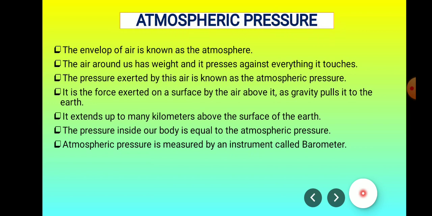Atmospheric pressure. The envelope of air is known as the atmosphere. The air around us has weight and it presses against everything it touches. The pressure exerted by this air is known as the atmospheric pressure. It is the force exerted on a surface by the air above it as gravity pulls it to the earth. It extends up to many kilometers above the surface of the earth. The pressure inside our body is equal to the atmospheric pressure. Atmospheric pressure is measured by an instrument called a barometer.